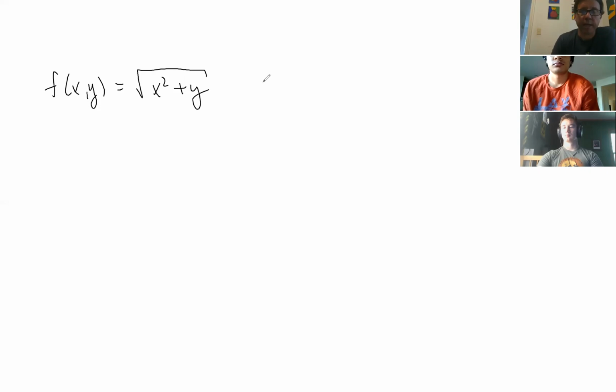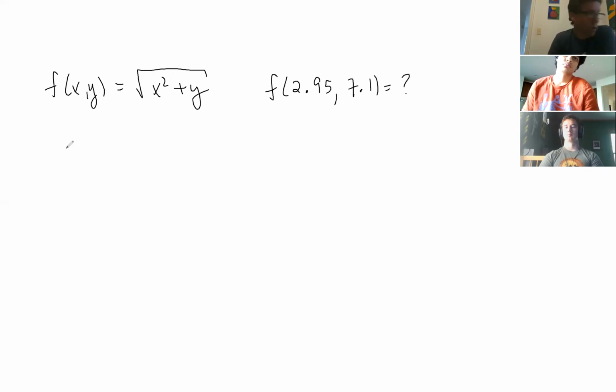Okay, so suppose here's the function f(x, y) equals the square root of x squared plus y. What is this function at 2.95 and 7.1? You could plug that in your calculator and get a pretty decent approximation. I think it's good to linearize this. First of all, it's what you're supposed to do in this section, but it'll be nice to have this linearized form.